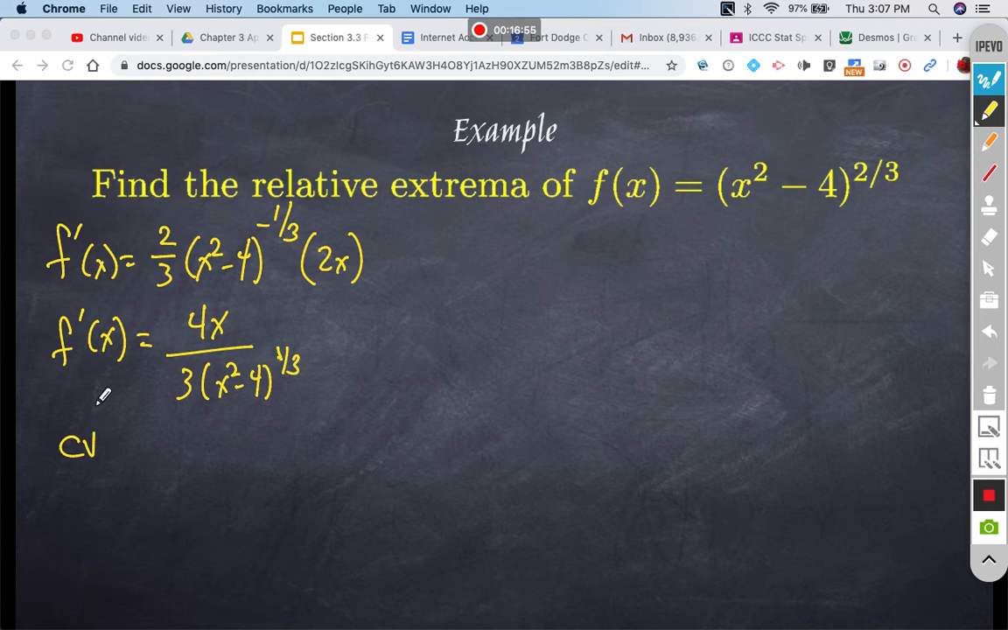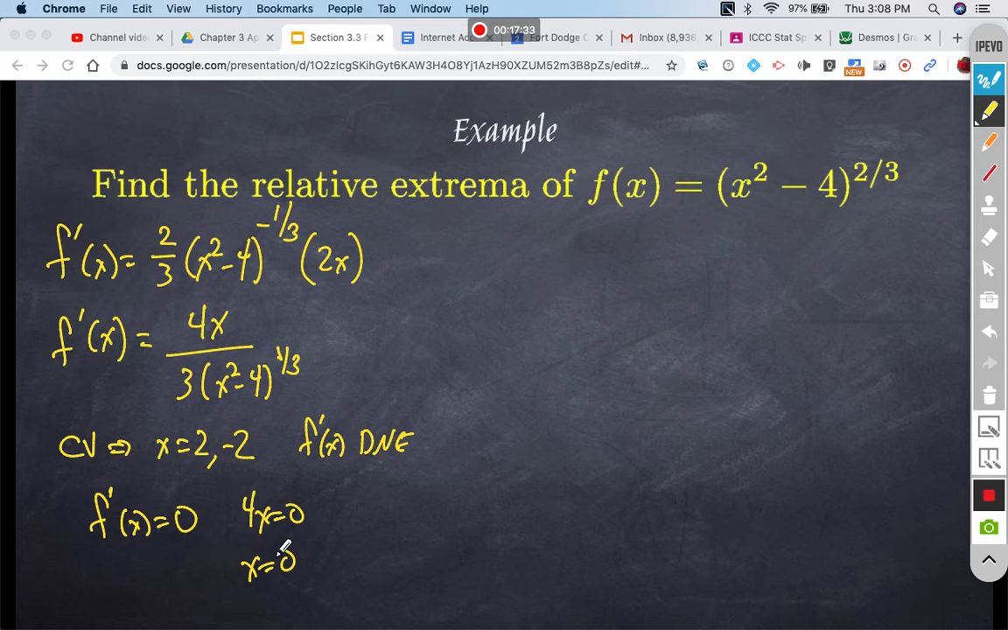Now when I look for critical values, the first thing I'm going to look for is, notice here, I've got x squared minus 4 in the denominator, so x equals 2 or negative 2. The first derivative does not exist. So that means those are critical values. Critical values are where the derivative is 0 or where the derivative doesn't exist. Where I want the derivative to equal 0, I don't worry about the denominator. As long as the denominator is not 0, the only thing that's going to make it 0 is the numerator. So I'm just saying 4x equals 0, so x equals 0. So those are my critical points.